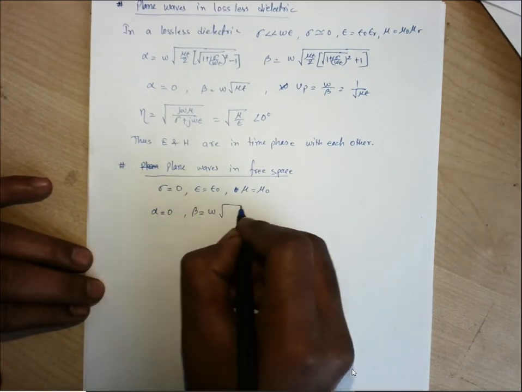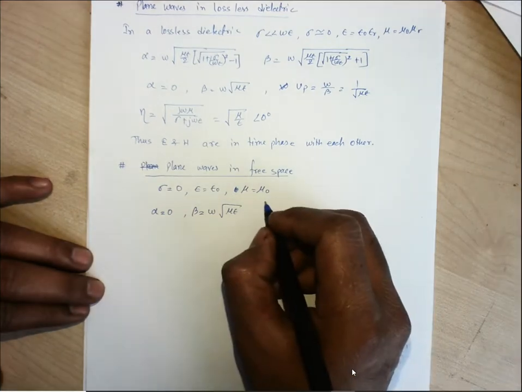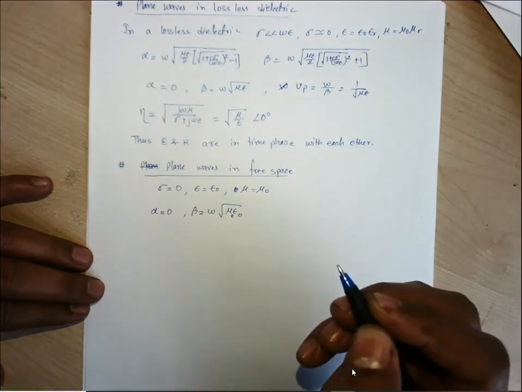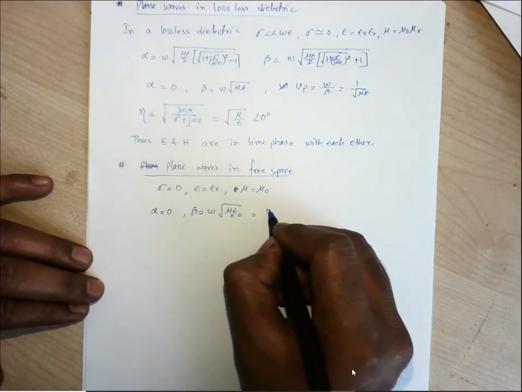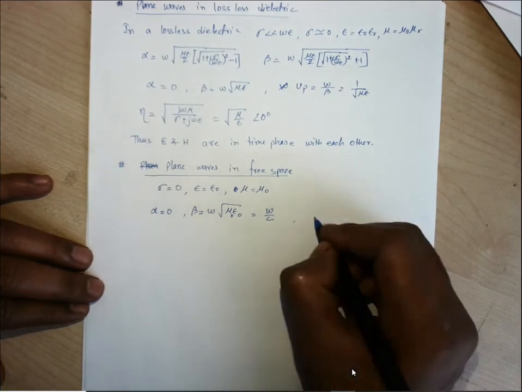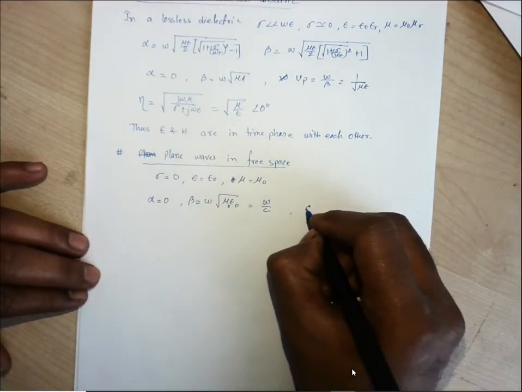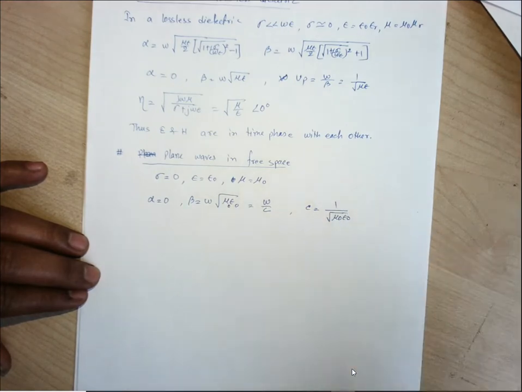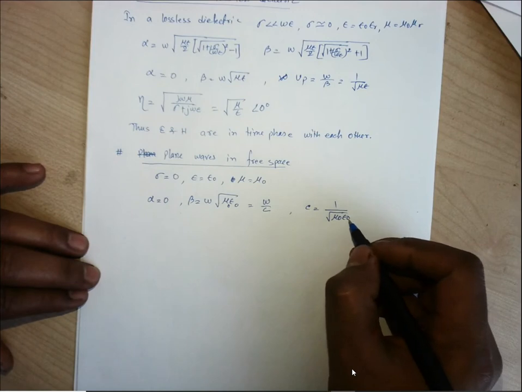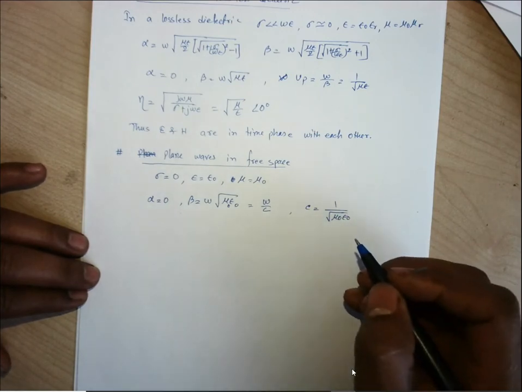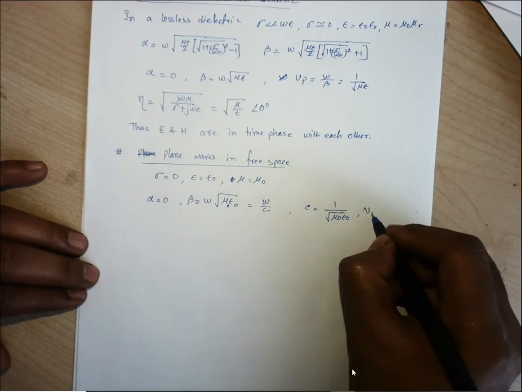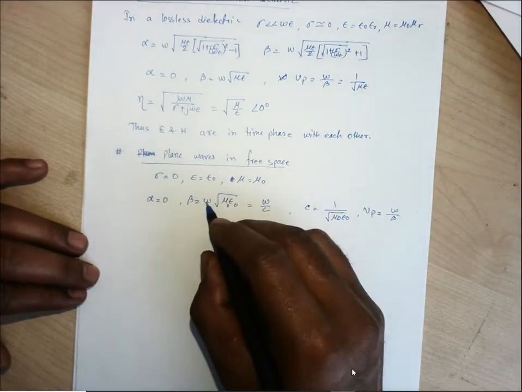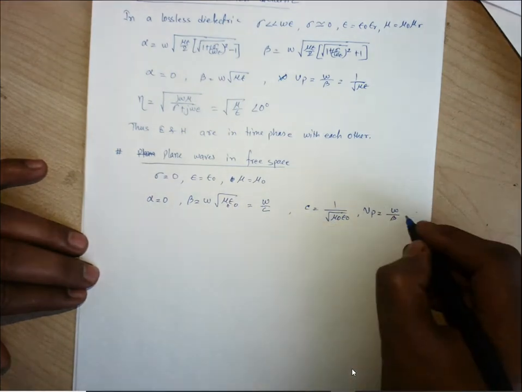Beta is omega root over mu epsilon. So here this one is mu naught epsilon naught, absolute value. So it is omega by c. Why? Because c is 1 by root over mu naught epsilon naught. So if we put this value, absolute permeability and permittivity, you will get c, right? So what is the value of phase velocity here? Same, c, because it will be omega by beta. So beta is omega root over mu epsilon, so it will become c.